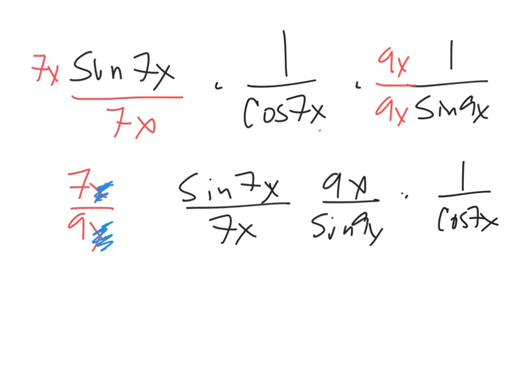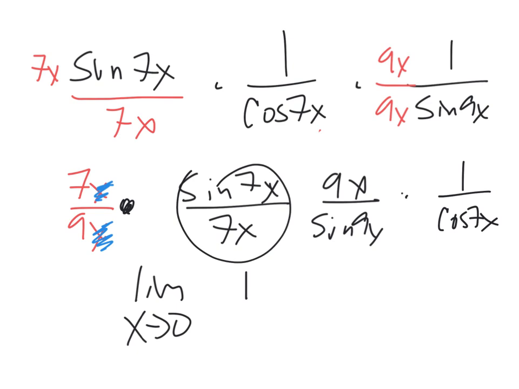So now we're going to take the limit as x approaches 0. And then this is the 7/9 times that, right? So this is 1. This is 1. This is also 1. So 1 times 1 times 1 times 7/9 is 7/9. Okay, so there's how that works without just magic, right? So that's how we're able to do that.